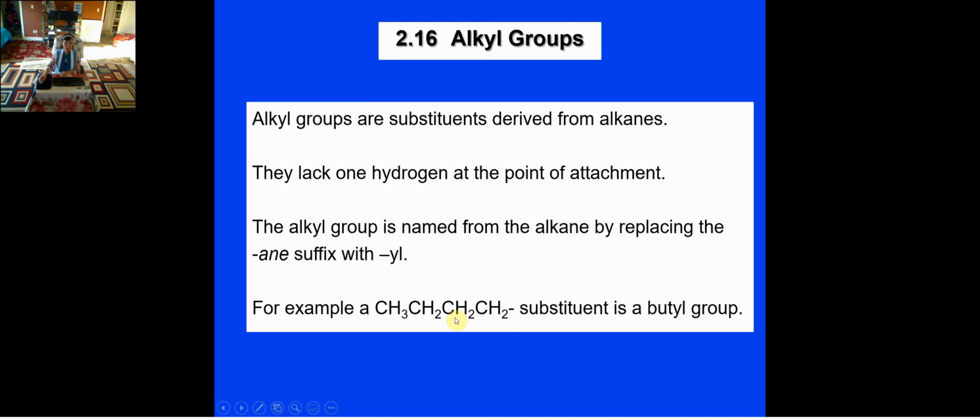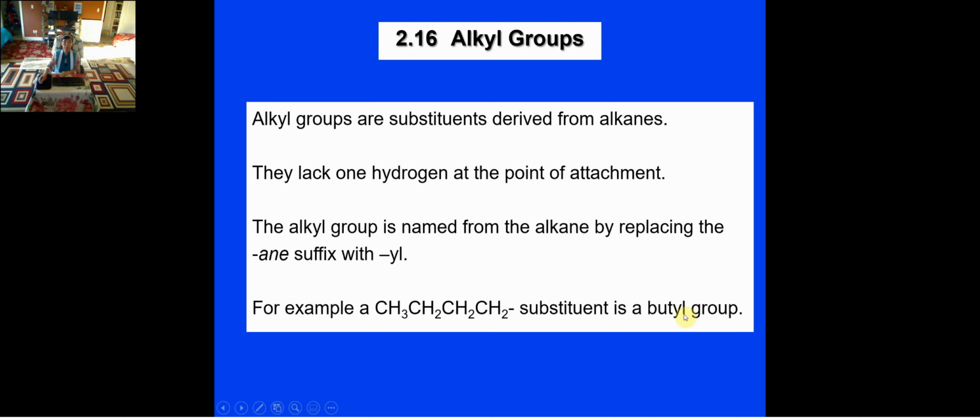For example, you have this substituent. How many carbons do you have? You count starting from this hyphen. This hyphen represents a group. So therefore it's 1, 2, 3, 4. 4 is your butane. You change -ane to -yl.